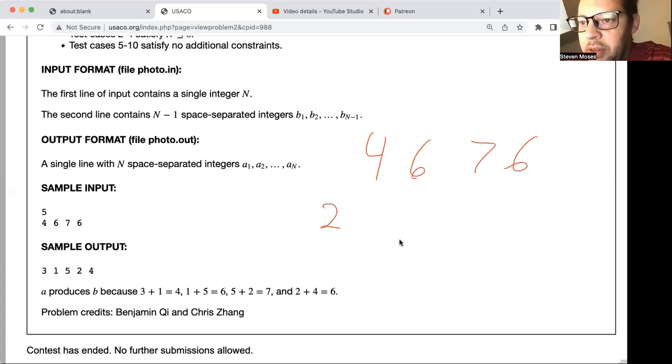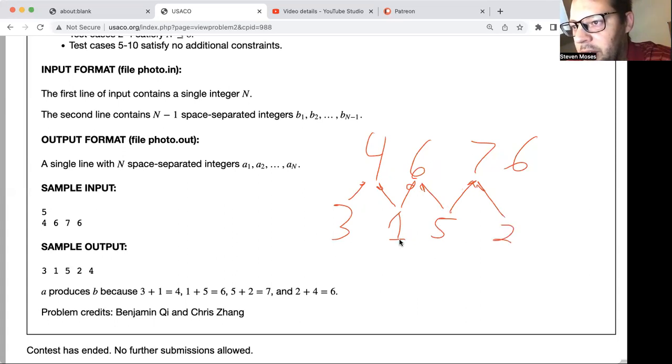2 is a pretty easy giveaway too, because if 2 is the first number and the second one has to add together with it to make 4, the second number has to be 2 as well. And we can't have 2 twice. If the first number is 3, then for 3 and some number to add up to 4, the second number has to be 1. For 1 and that next number to add up to 6, that has to be a 5. For 5 and something to add up to 7, you've got to have a 2. And for 2 and something to add up to 6, that's got to be a 4.